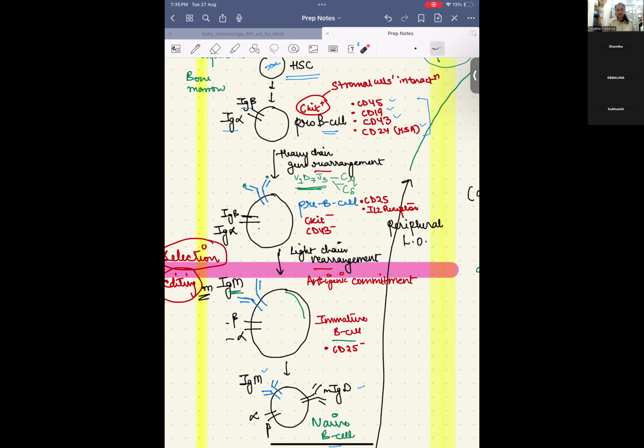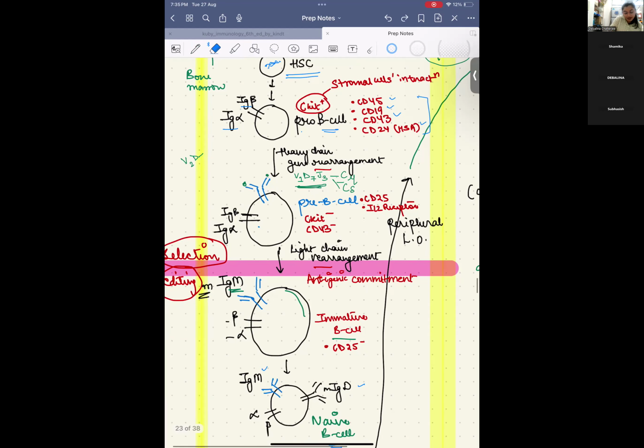Excuse me, ma'am. Here you have told that any combination can be possible, like V1, D7, J3 can combine with C delta, or it can go with C mu, or it may have both. What I am referring to is, it can also be V2, D-something, sorry. I understand that the prior portion can be anything, but you are telling here C mu and C delta, so I'm thinking this cell is going to produce both.